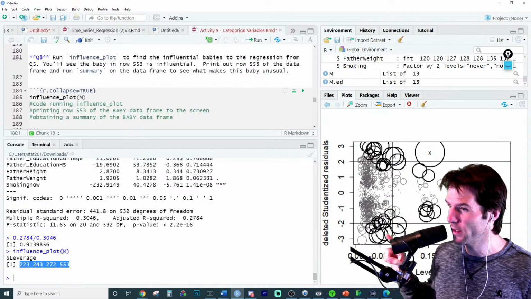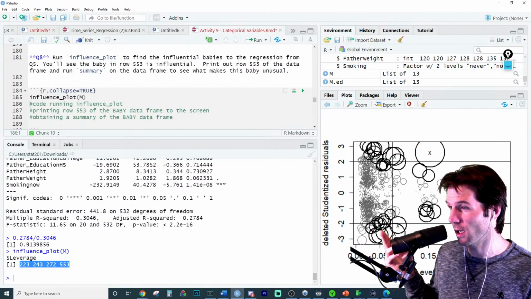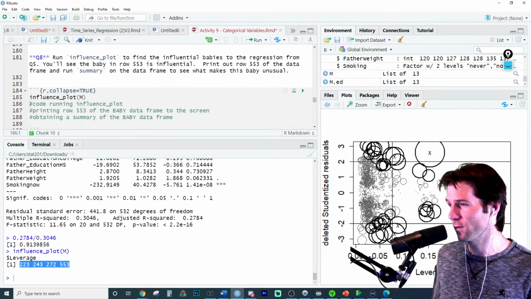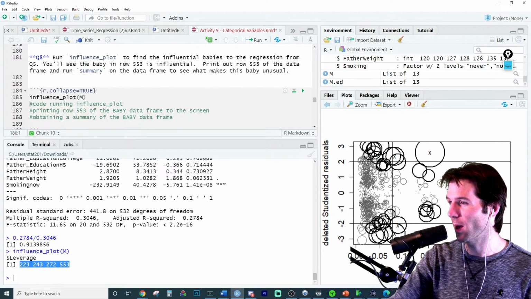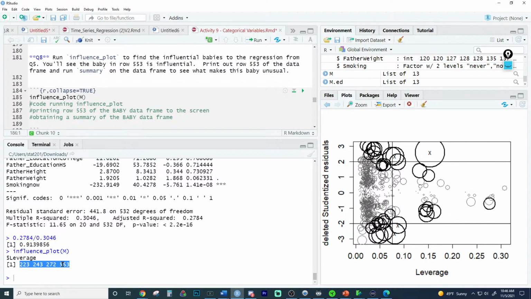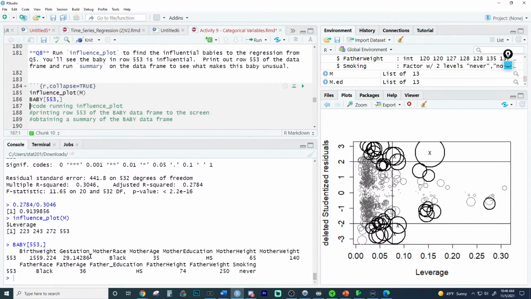You'll notice there are a lot of points that are not popping up here with X's that are kind of influential. This model has a lot of kind of influential points, so maybe they're balancing each other out. But baby 553 was super influential. Let's go here to the data set and go to row 553 and take a look.